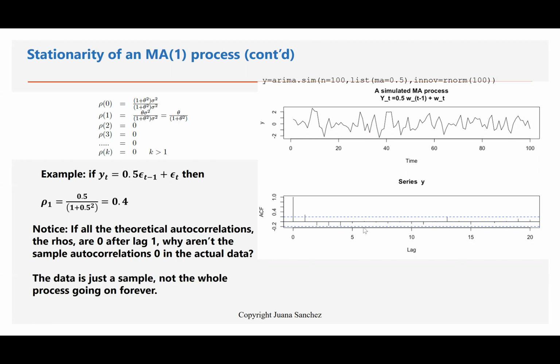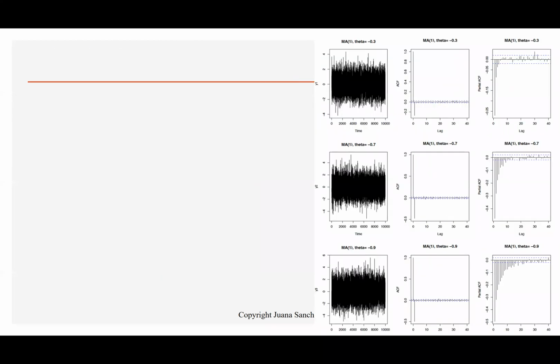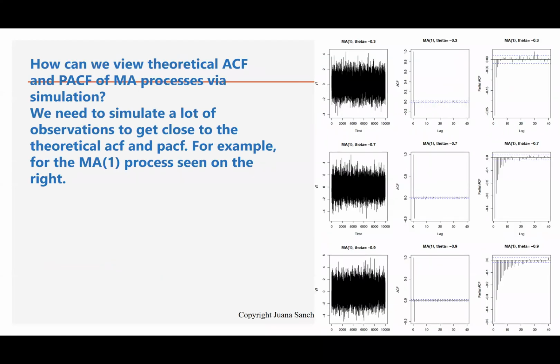And they're distracting. So how can we view the theoretical ACF and PACF of an MA process cleanly so that it looks like the theory that we got mathematically? Well, we can simulate a lot of observations to get close to the theoretical ACF and PACF. And here I simulated, I think it's 10,000, in MA processes of order 1, but with different coefficients. Of course, when you have so much data, you cannot see anything in a time plot. So it looks like this really dark band here.